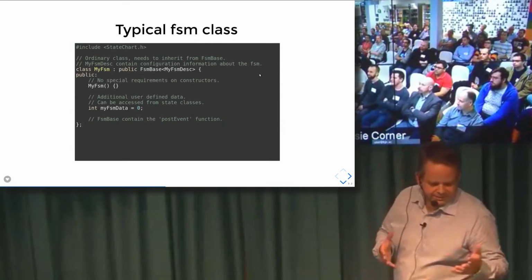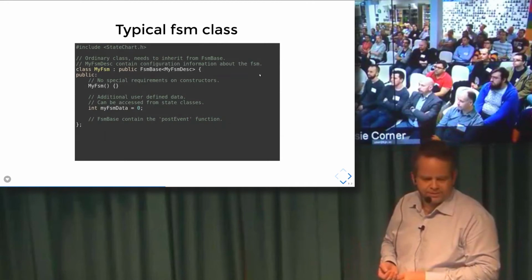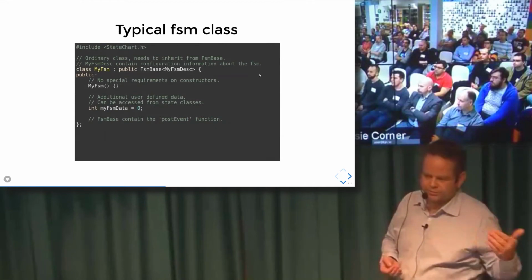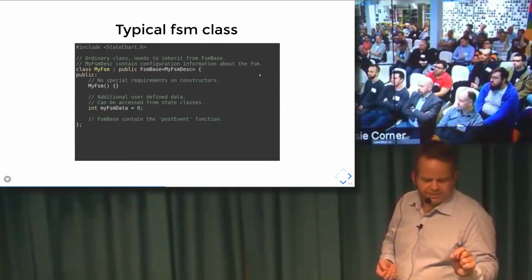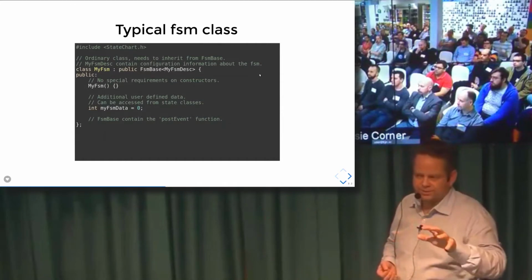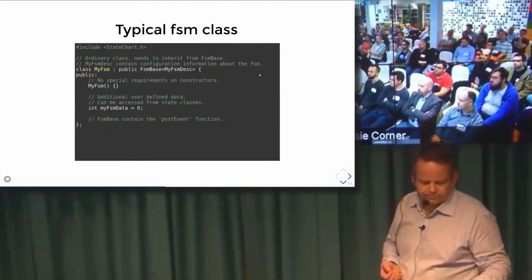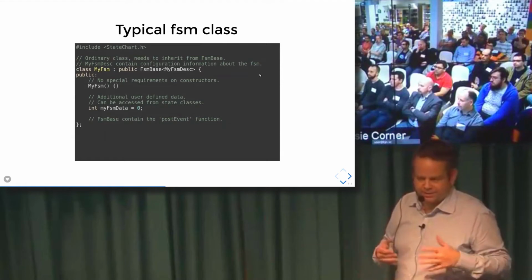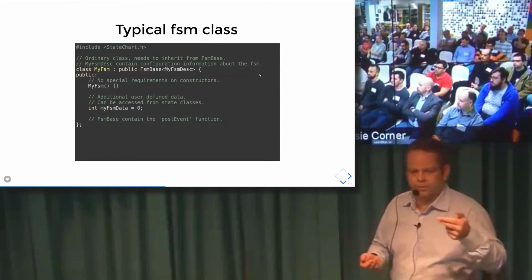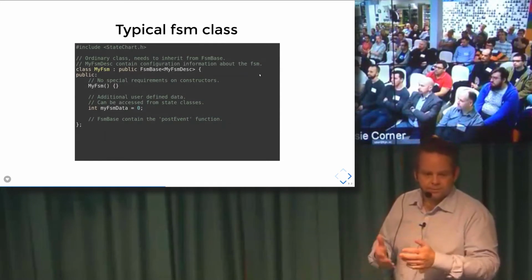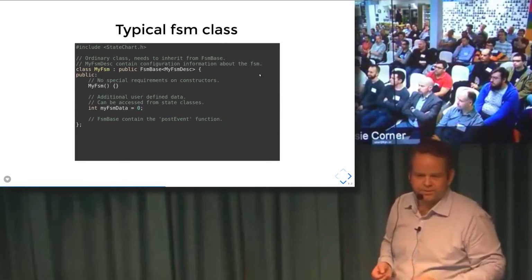How does this class look? It's an ordinary class, nothing special. It inherits from this FSM base, that's part of the framework. You have this myFSM description, that's another class you use to describe the structure of your state machine. I'll get back to that one. Other than that, there's nothing special in the actual state machine class. You can have some additional data that's accessible from outside or from inside the states. So that's a good place to keep stuff that has the lifetime of the state machine.